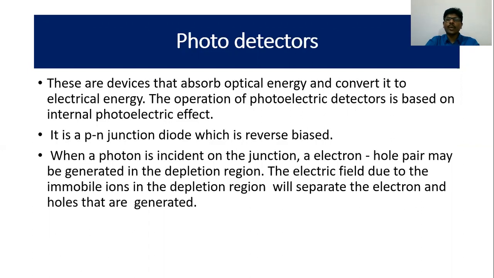The operation of photoelectric detector is based on internal photoelectric effect. It is a PN junction diode which is reverse biased. When a photon is incident on the junction, an electron hole pair may be generated in the depletion region. The electric field due to the immobile ions in the depletion region will separate the electron and holes that are generated. So we have already seen what is the depletion region. It is a region which does not contain free electrons and holes. But when external energy falls on the depletion region, then electrons and hole pair can be generated.